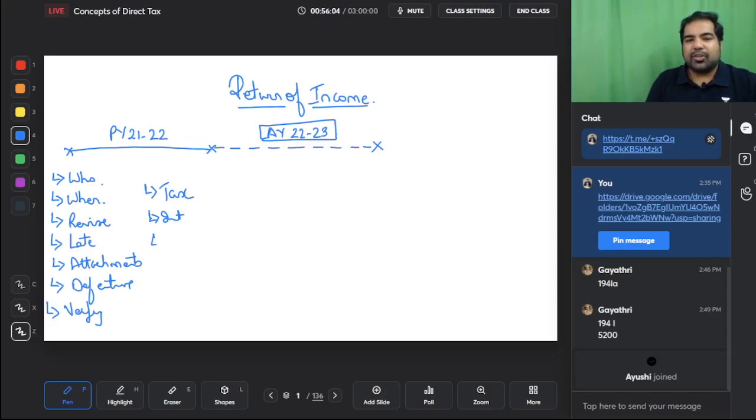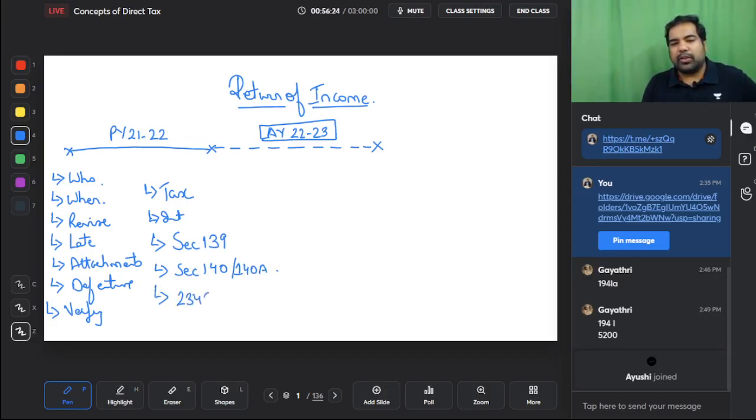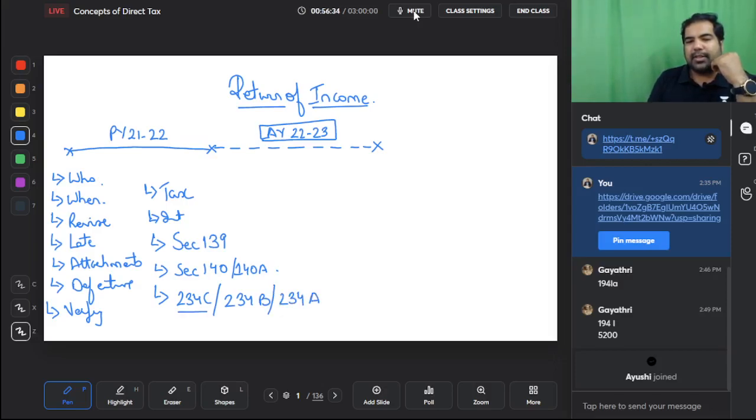Guys, mainly the sections here are very simple. There is a main section, section 139, which talks about most of the return of income chapter is in this section. And of course there is a section called section 140 and 140A, which we will also discuss in this chapter. And of course the interest section, which we've already discussed, 234C, which checks you 4 times. C is for checking. 234B, which comes baad mein, and 234A. So it's reverse, first C, then B, and A. A we will study in this chapter itself. So this is return of income.